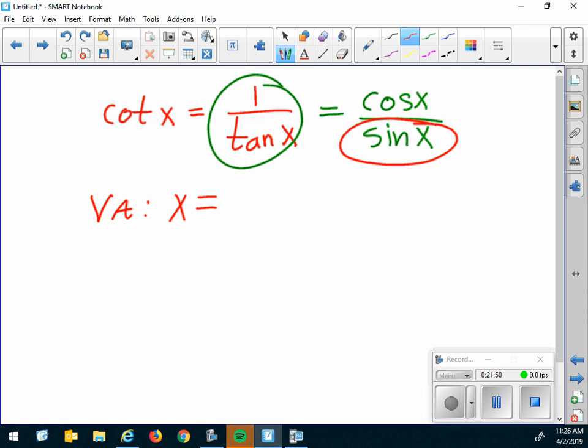Can you come up with some angles that have a sine of 0? What are some angles that have a sine of 0? 0. What else? Pi. 2 pi. 3 pi. Negative pi. Negative 2 pi. But remember, we're not allowed to write down the whole list. So you say, well, all right, self, how do I write this?